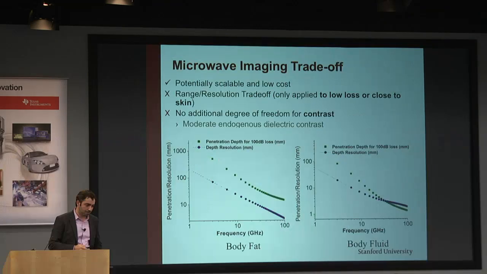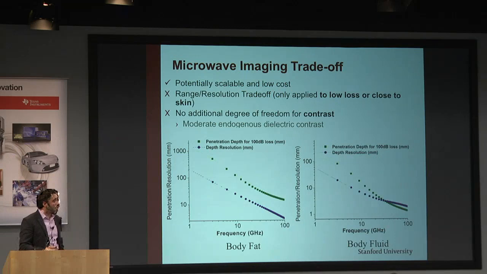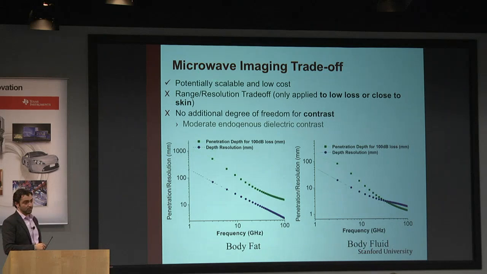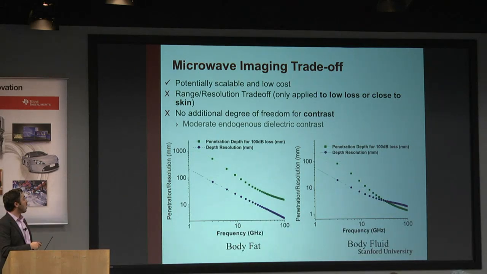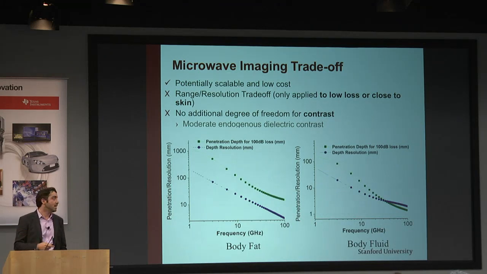So when we start looking at this problem, there's a lot of different options. The first option we looked at was, what about microwave imaging? We know how to design microwave sources for this purpose. And it's very scalable and low cost, potentially scalable and low cost. We know how to design these things, essentially. Right? Now, there's a couple of problems.